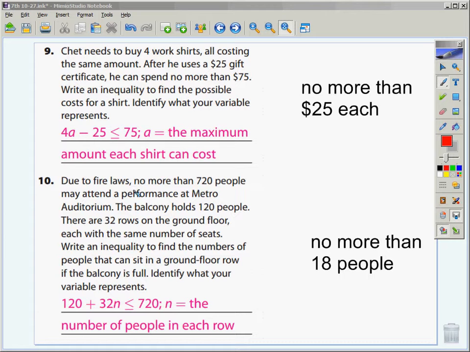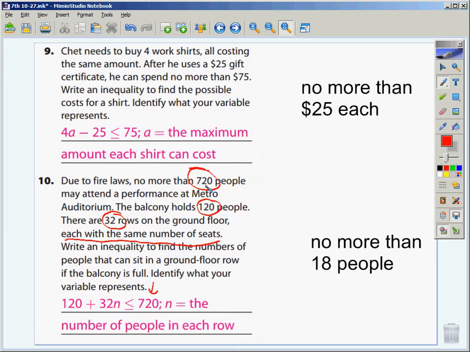On number 10, it says, due to fire laws, no more than 720 people. The balcony holds 120 people, and there are 32 rows, each with the same number of seats. So 720 is one total. 120 plus 32 times the number of seats, n, is the other total. And I want to write an inequality in between them to compare those two numbers.